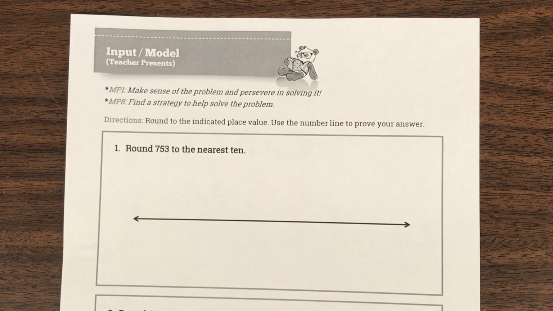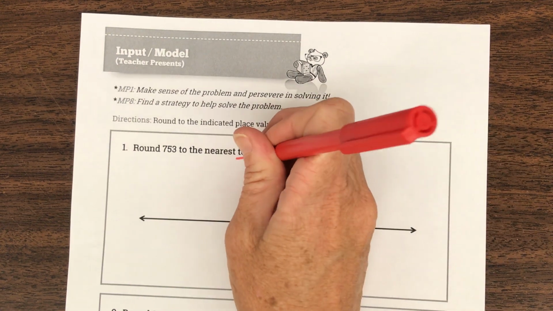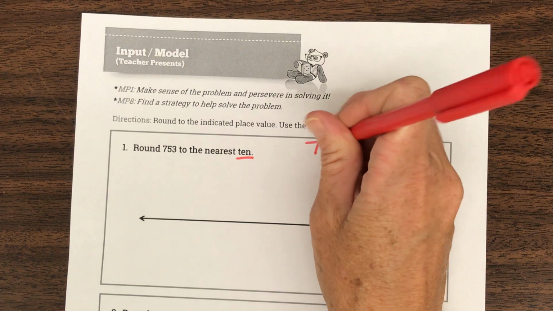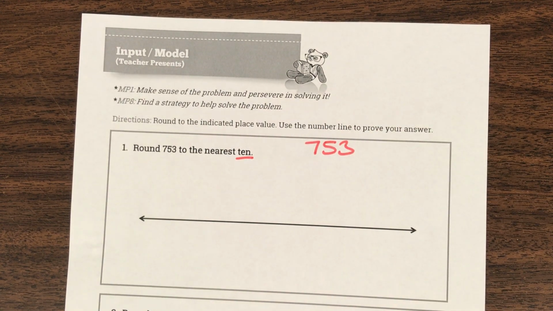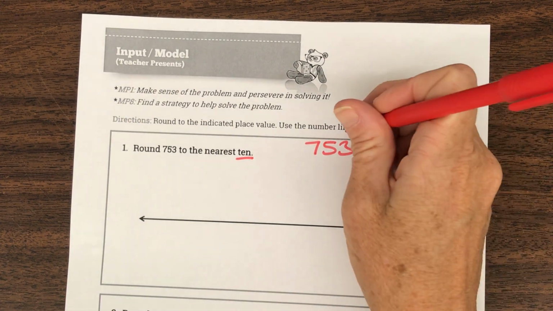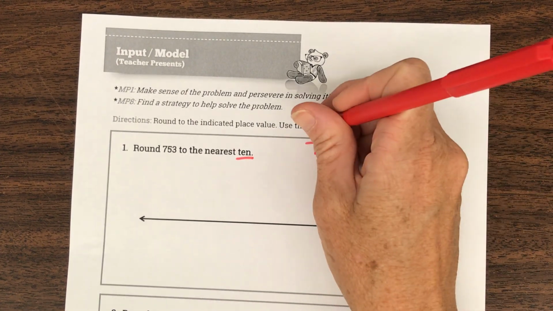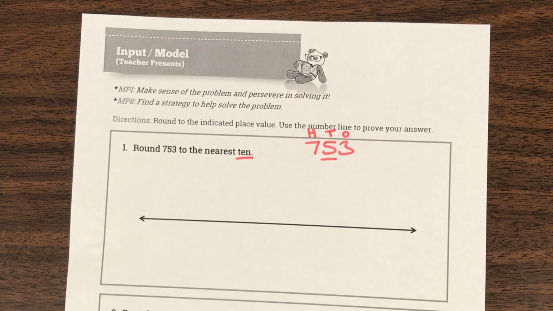Okay, so my first step says, obviously let's read it. Round 753 to the nearest 10. They want me to round to the nearest 10. I'm going to rewrite my number just so it's a little larger and I can work with it. Okay, so step 1 says, I'm going to underline the place value to be rounded and draw a number line. So I know the 3 is in my ones place value, the 5 is in my tens, and the 7's in my hundreds. But they want me to round to the nearest 10, which would be the 5.